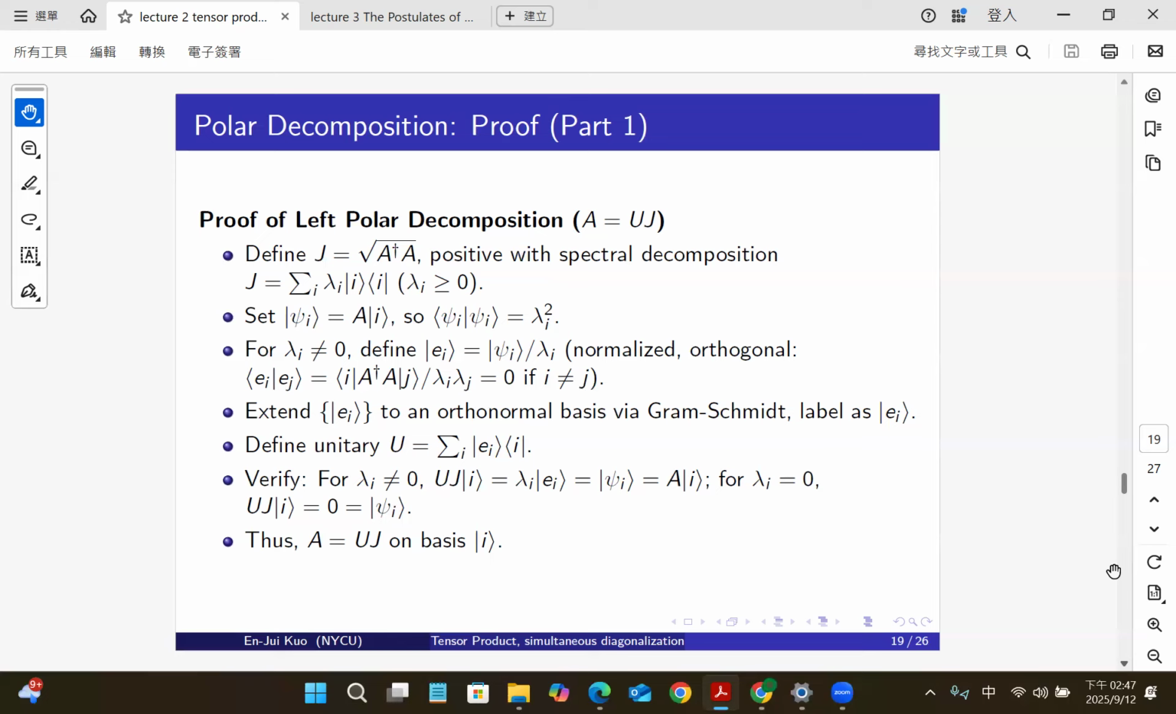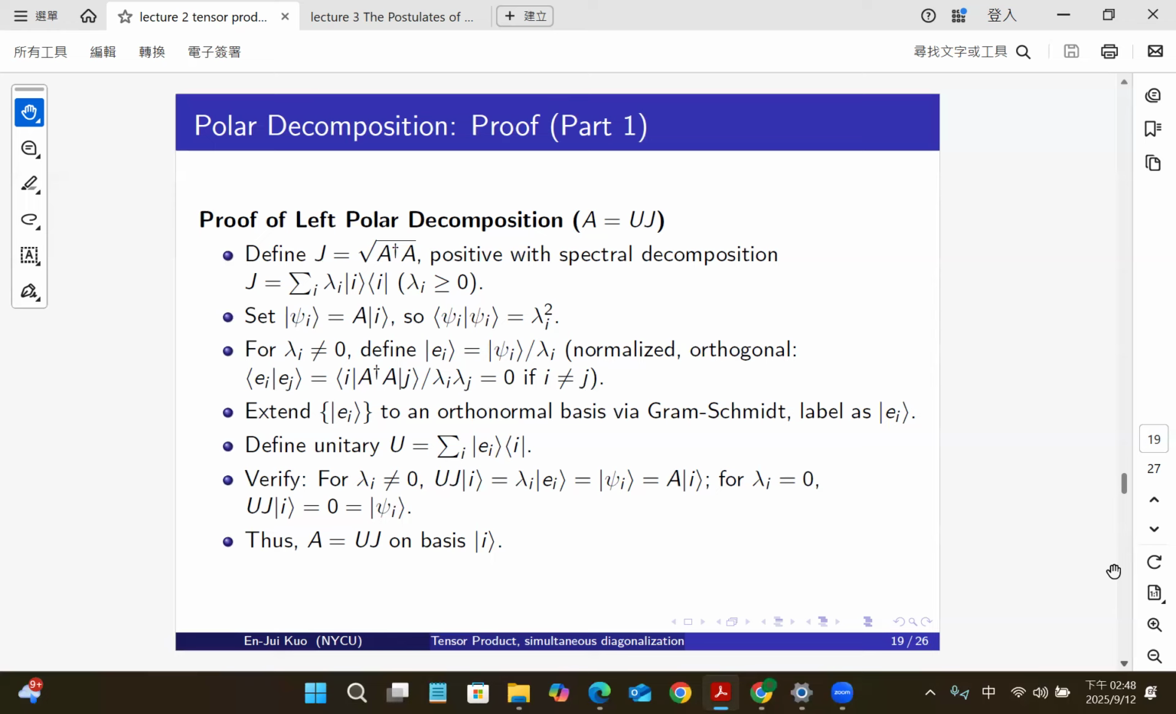Hopefully this is obvious. Now you need to separate into two cases. When you do a spectral decomposition on J, there are two possibilities: lambda i is non-zero, or lambda i is zero. When lambda i is non-zero, you just define this e i to be psi i divided by lambda i. Because lambda i is non-zero, I can do the division.